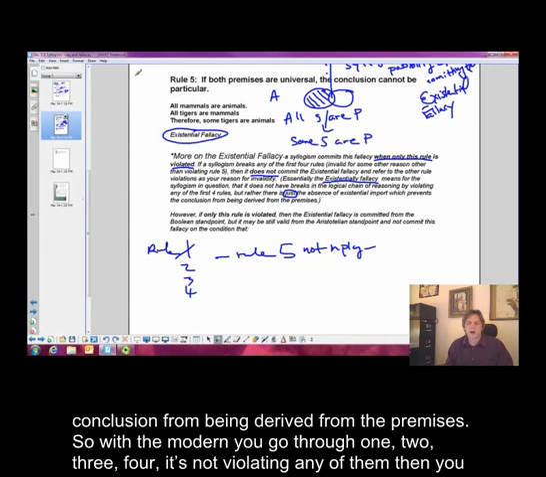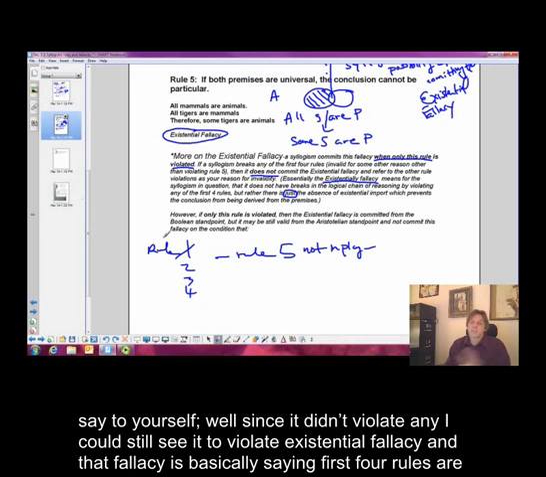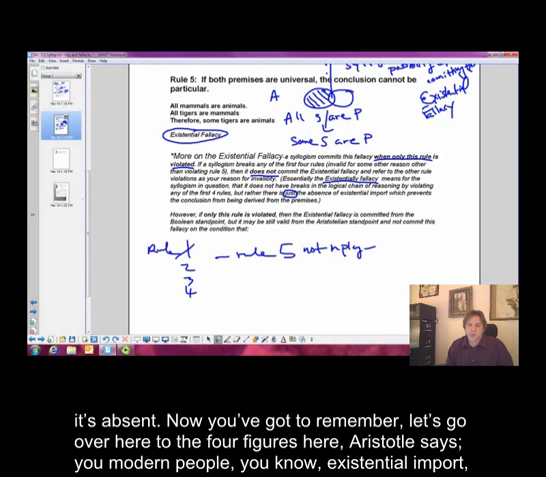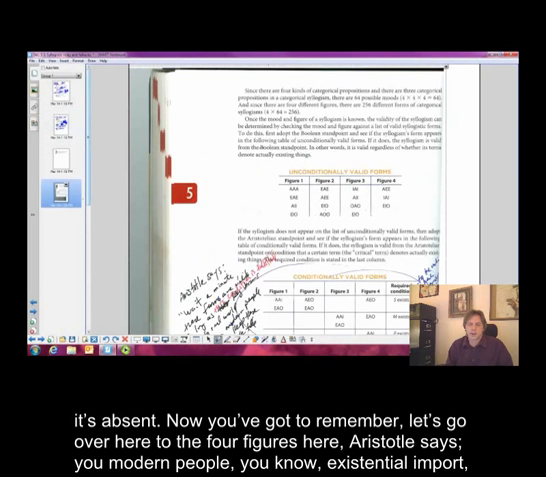Okay? So with the modern approach, you go through 1, 2, 3, 4, and it's not violating any of them. Then you say to yourself, well, since it didn't violate any, I could still see it violating the existential fallacy, and that fallacy is basically saying the first four rules are fine. It's a fallacy that highlights that the only thing preventing the conclusion from being inferred is the issue of existential import. It's absent.